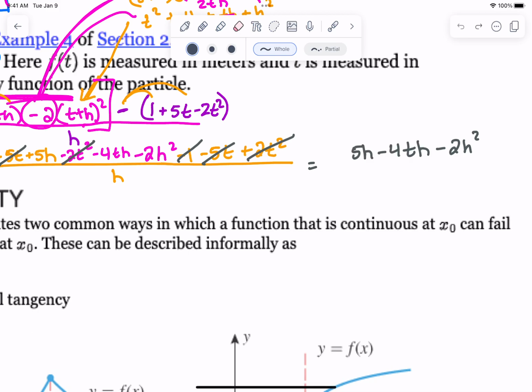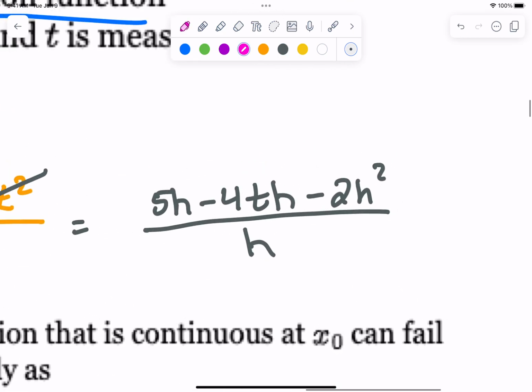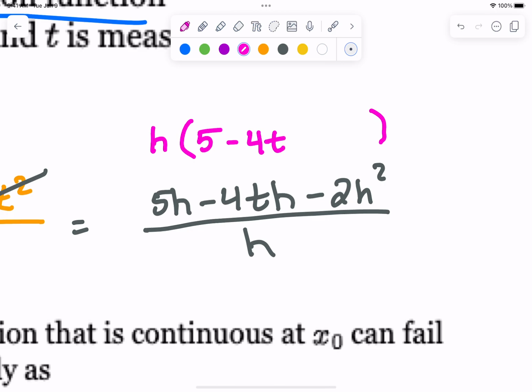All over h. Okay, that's what we have left over after we cancel everything. All right. Can we pull an h out of the top? Yeah, so let's pull an h out of the top. And we are left with 5 minus 4t minus 2h.